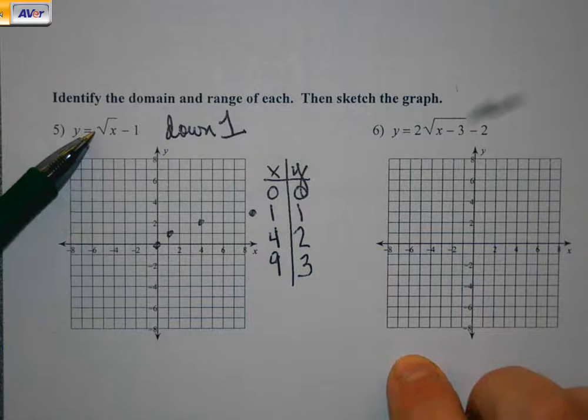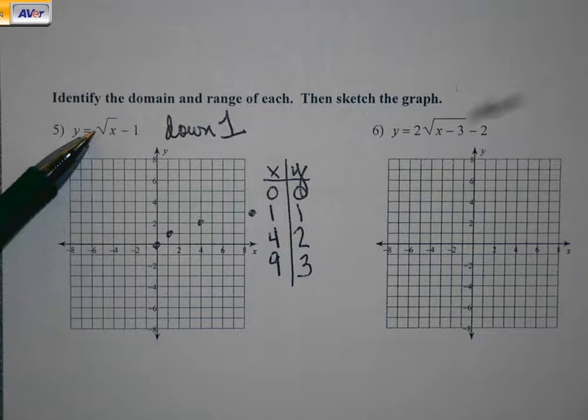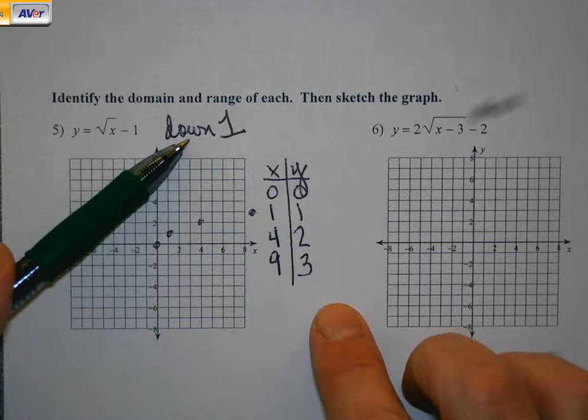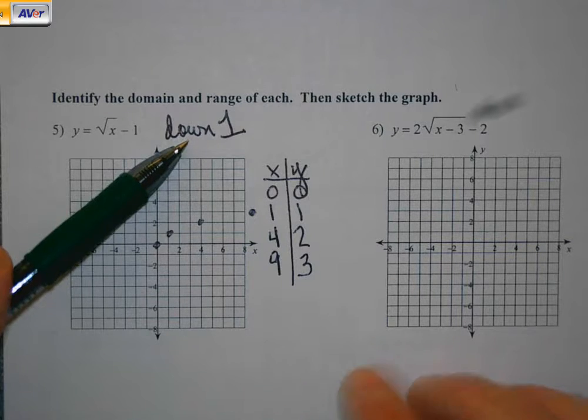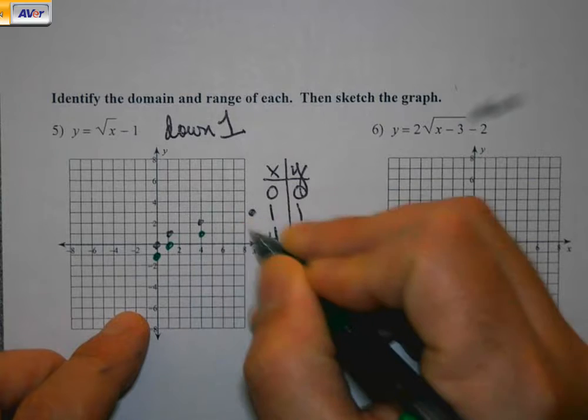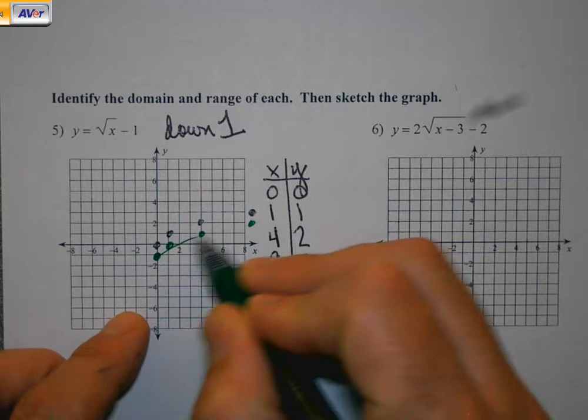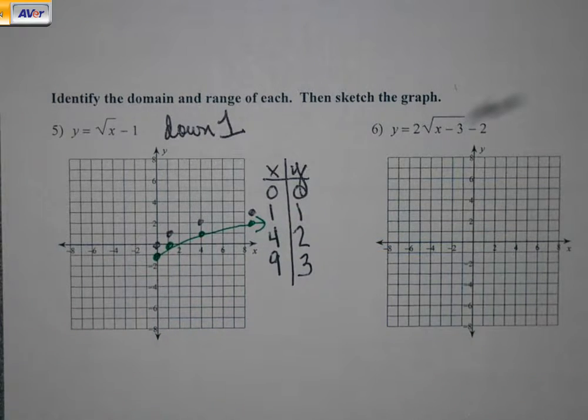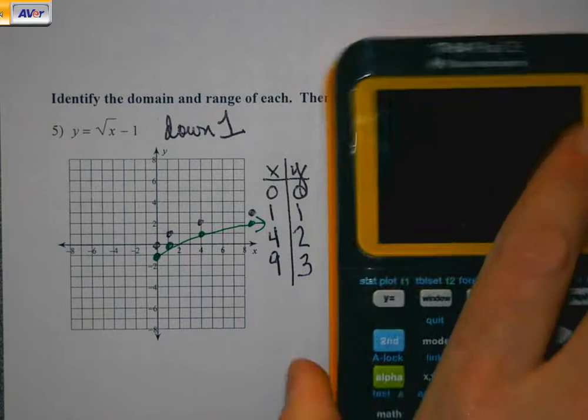There's not a number in front of our x. We're going to deal with one of those here momentarily. So all I would do is I would take each of those points, and I would move them down 1 and connect the dots. Now, we spoke about before, I don't have to do it that way.